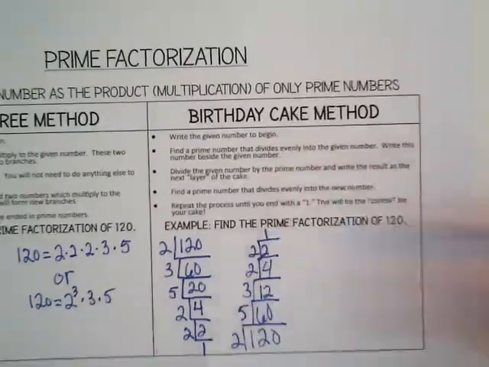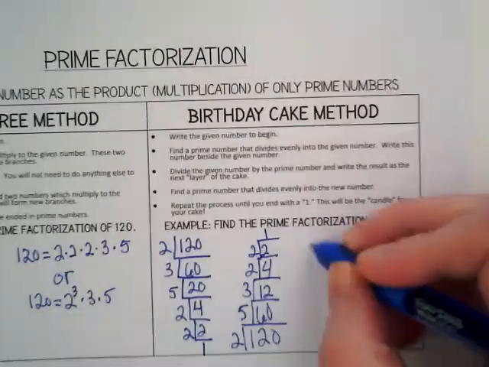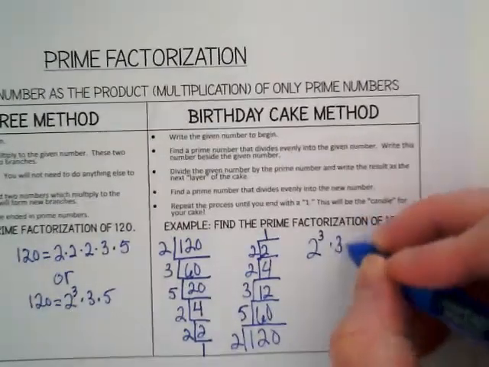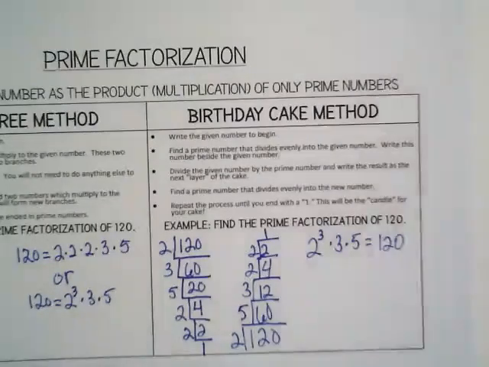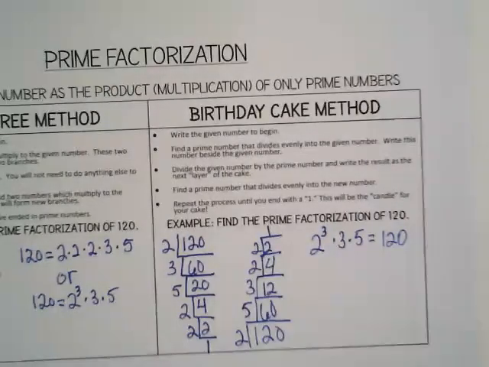And it's finished when you get the candle on top. And I don't need to divide the 1 because 1 is not prime, right? I still have 2 to the 3rd power times 3 times 5 getting me 120. Just two different methods for finding the same thing. With that, we are going to fold the yellow booklet that you have. It has practice problems in it where you guys are going to get to practice factoring some numbers down to their primes. Remember, fold it into eighths.